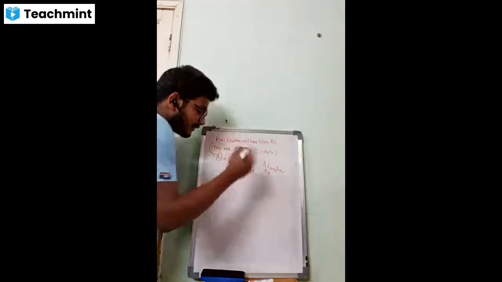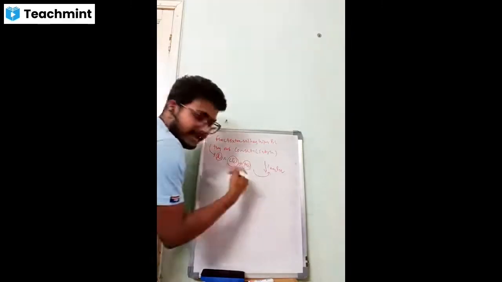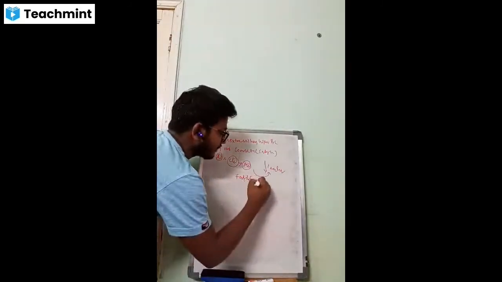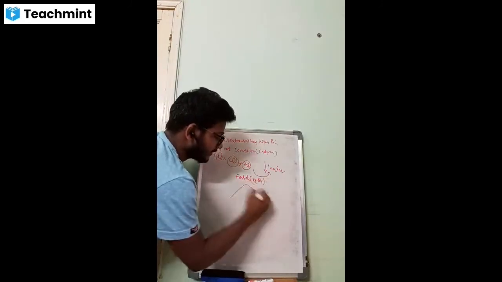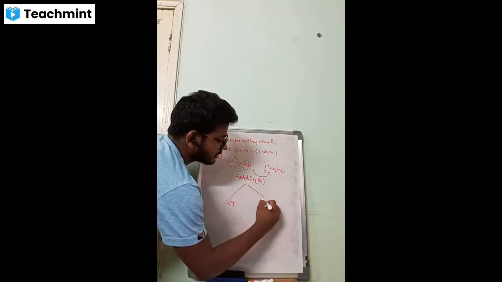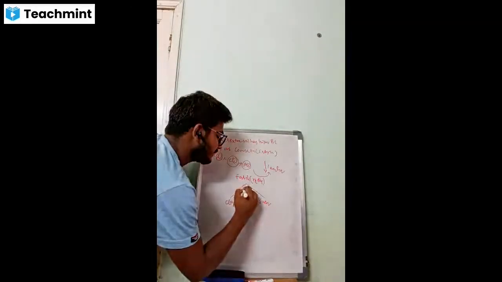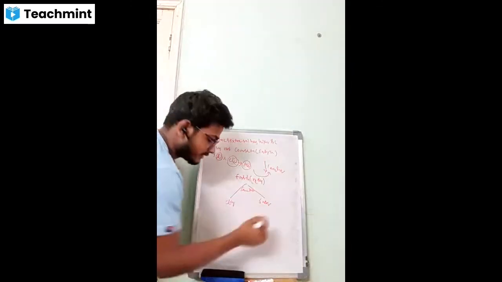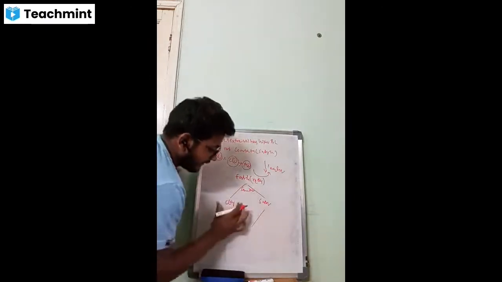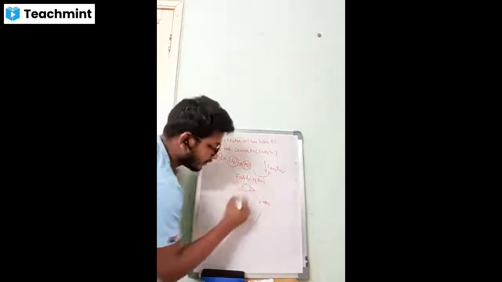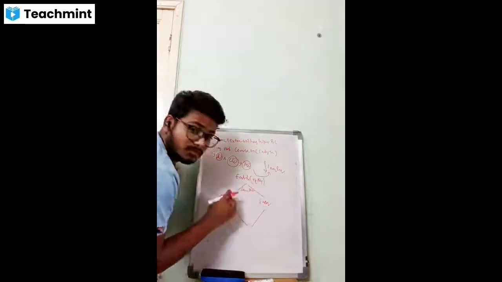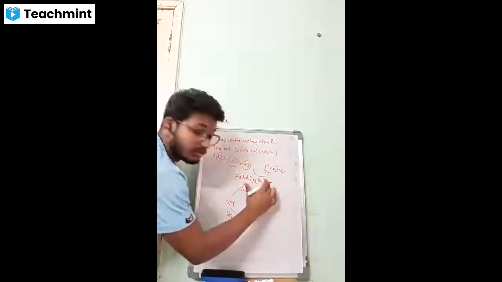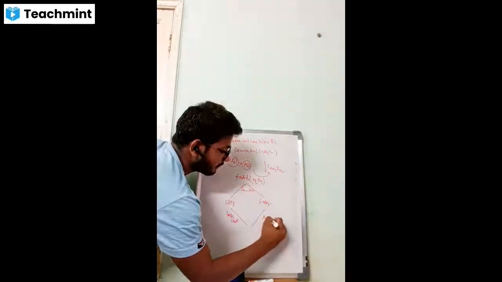For example, let's see one case. I will apply a fertilizer, hydrogen phosphate, to both clay and sandy soil at the same rate. So what will happen? In clay, whatever H2PO4 I have applied, the concentration will decrease due to more adsorption, so less concentration. In sandy soil, the concentration will be more as compared to the clay.